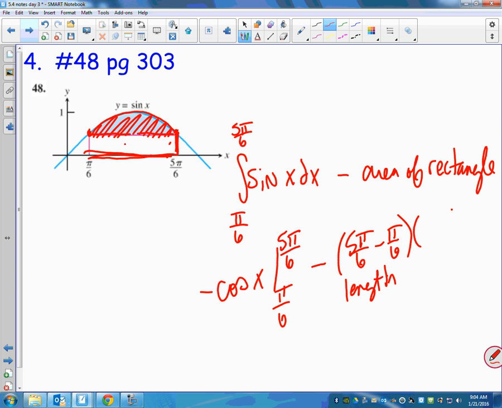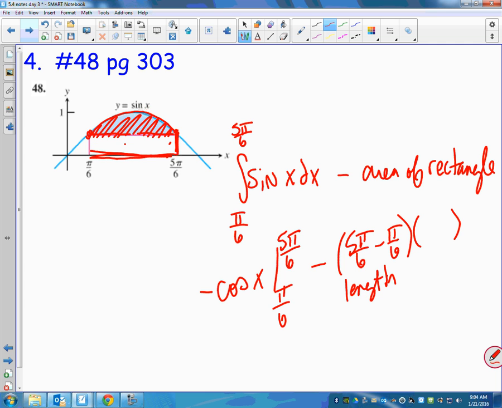But then I need to know how tall it is. How could you figure out how tall it is? How'd you get 1/2? What if the graph wasn't drawn accurately? How could you know what that is? How did we find our height when we did Riemann sums? How do we know what the height of these is? Plug it into the function, right?